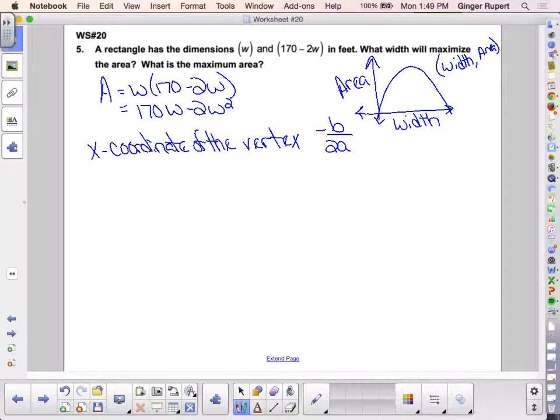So I'm going to find the x-coordinate of that vertex when I substitute in 170 over 2 times negative 2, which is going to give me 42.5 feet. So when the width is 42.5 feet, the area, remember we have the x-coordinate, to find the y-coordinate, we will substitute in that x-coordinate.